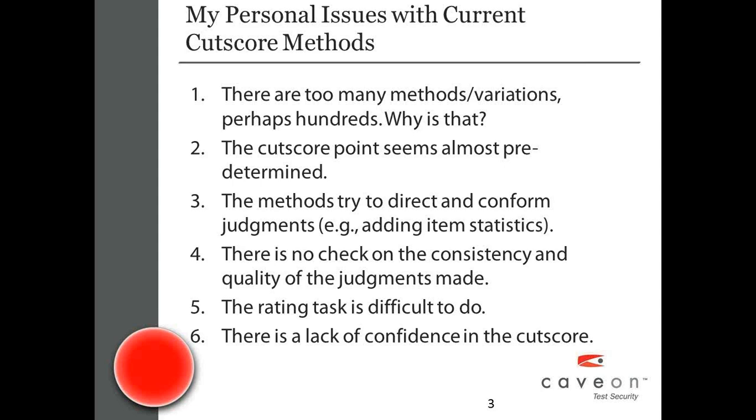Also, while there is inter-rater reliability, there really is no quick and strong check on the consistency and quality of the judgments. The rating task also is difficult to do, at least in some of the test-centered models, to judge how many people of a certain performance level might answer a question correctly. It's not an easy thing to do. And then finally, I think all of this results in somewhat of a nagging lack of confidence in the cut score.